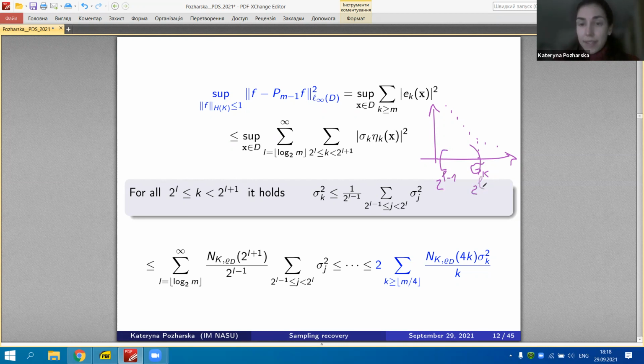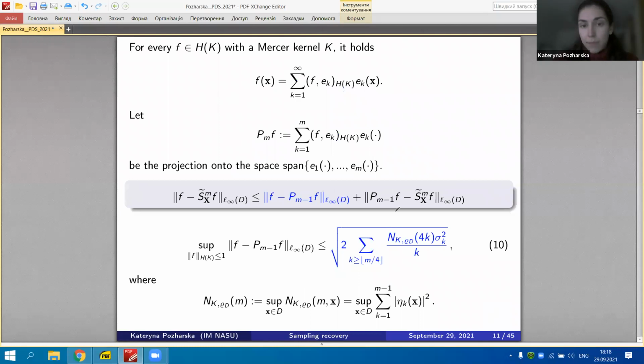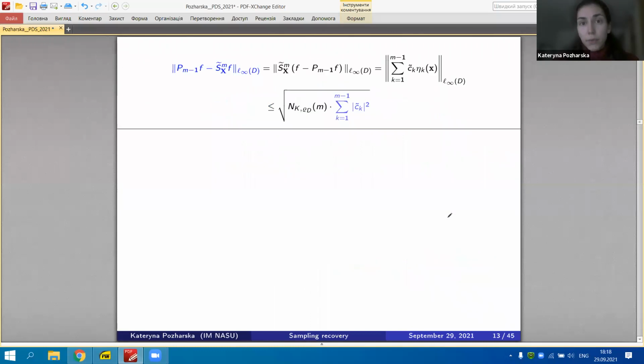So because the sequence is non-increasing, we can estimate this sigma k by this average value. And then we can write the upper bound in terms of our Christoffel function. And when we move to the second term, this projection minus recovery operator, it is much harder. So now we put this operator outside, because the operator of projection is the projection as well.